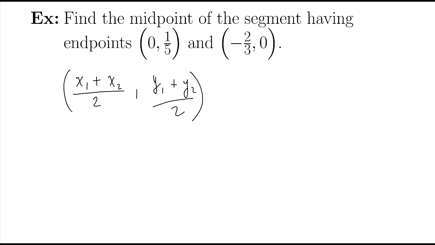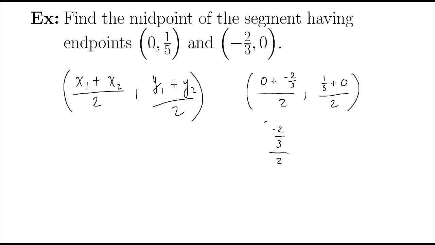All right, I'm going to say 0 plus negative 2/3 divided by 2, and 1/5 plus 0 divided by 2, right? I added the x values and I added the y values. Okay, so 0 plus negative 2/3 is negative 2/3 over 2. We're going to have to deal with that in a second. 1/5 plus 0 is 1/5 over 2. We'll deal with that as well.